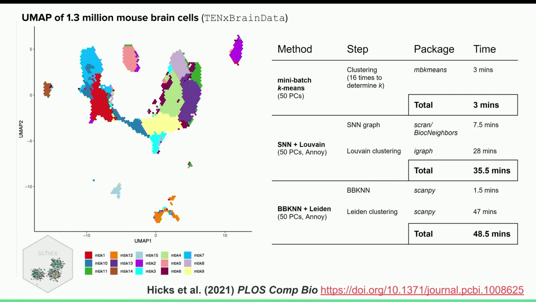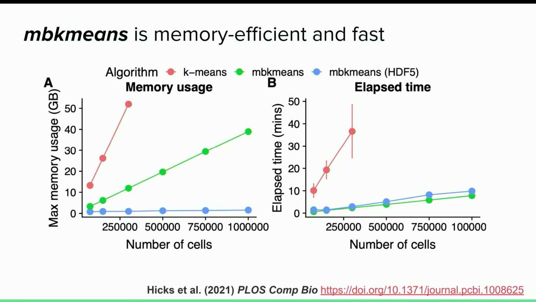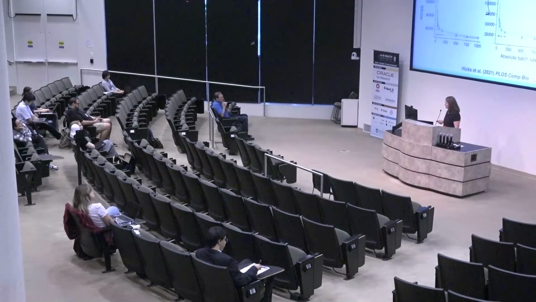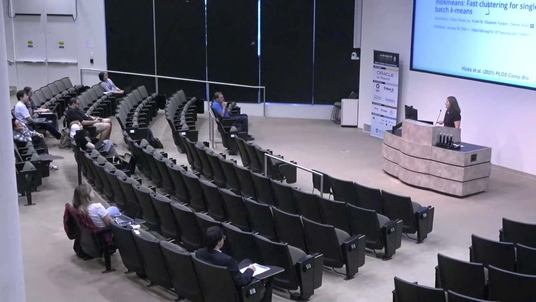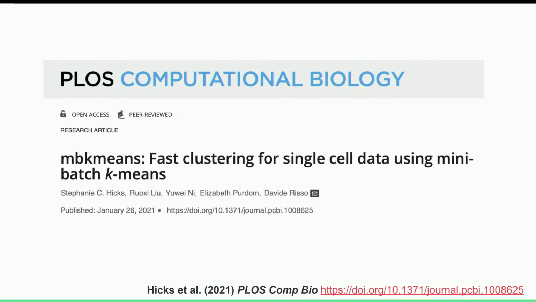And this, I will say, this blue line here will continue to stay flat as the data become larger, because you're thresholding based on the size of the mini batch. So that's really cool to see. Okay, so we published our work in PLOS Computational Biology. There's a Bioconductor package that's available if anybody's interested.